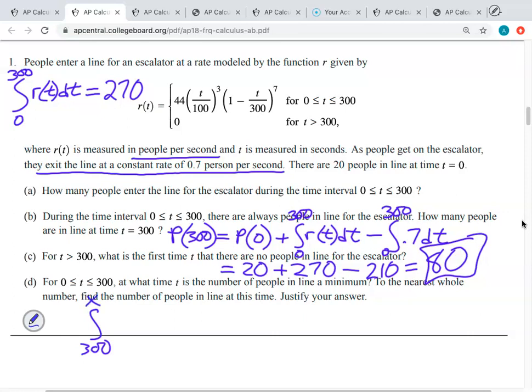So what we're looking for is, from time 300 to some unknown time, I'm going to just call it x, the total number of people that leave the line from time 300 to x, we don't know what it is, has to equal 80. Because once the total number of people that leave the line after time 300 equals 80, the line is empty. Does that make sense? Now your job is to solve this equation.